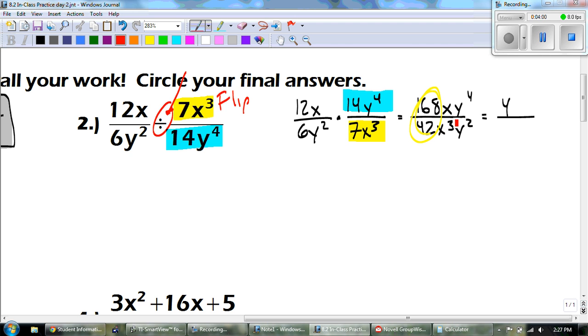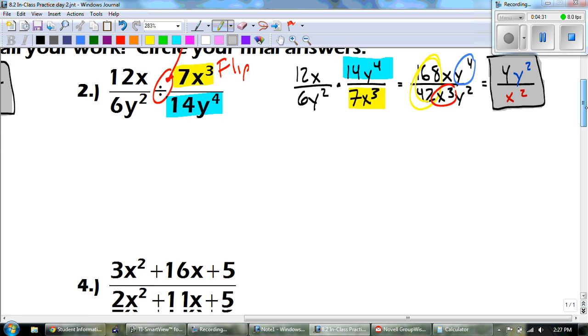Who wins for the x's, the top or the bottom? Yeah, the bottom, and the bottom wins by 2. And who wins for the y's, the top or the bottom? The top, and the top wins by 2. So we have 4y squared, and on the bottom, sorry, I'm just going to use my colors, x squared. Now, is there anything else that we can do with that? Nope, that's our final answer. So I'm going to highlight it and put it in the box.